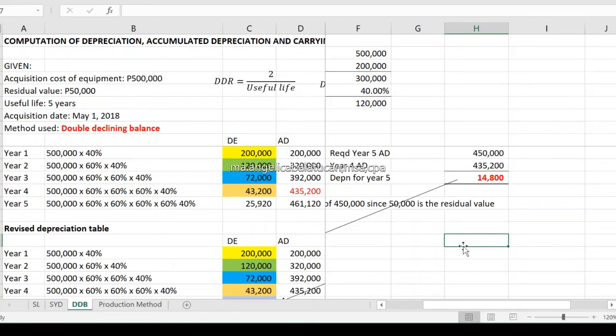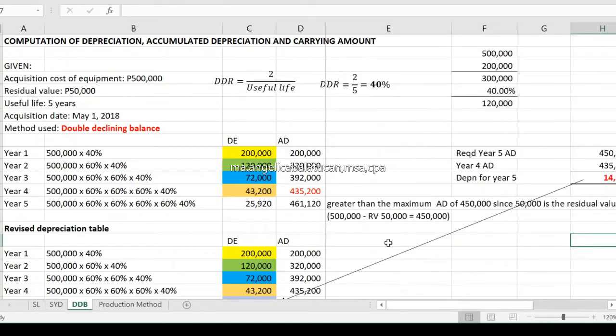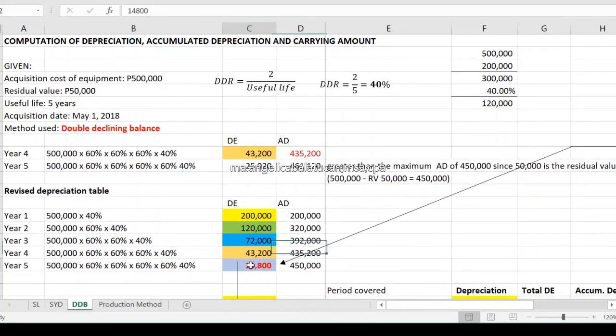So our depreciation for year 5 should be 14,800. Okay, so here is our revised depreciation table. 14,800 would be transferred here. 14,800 is our depreciation expense. So we will discard this one because we need to get the balancing figure of 14,800. Then you have 450,000. That is our accumulated depreciation if we are using 14,800. So this should be the last depreciation.